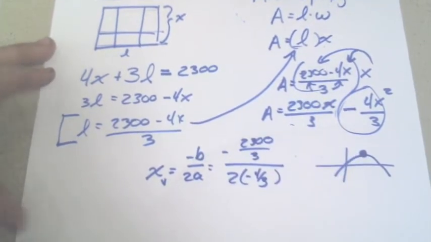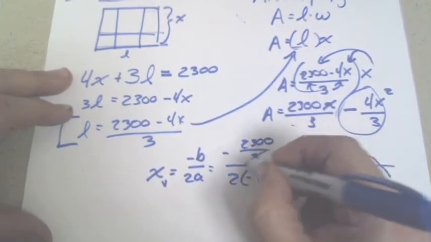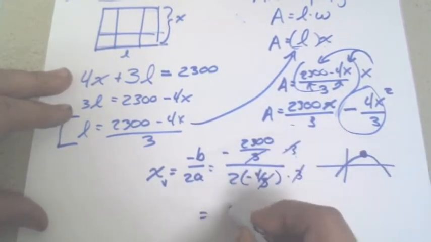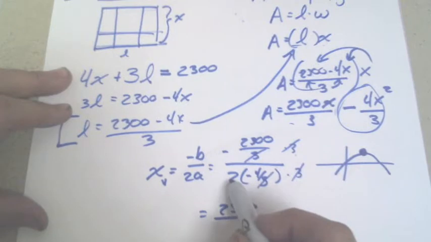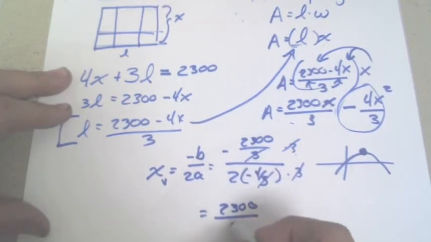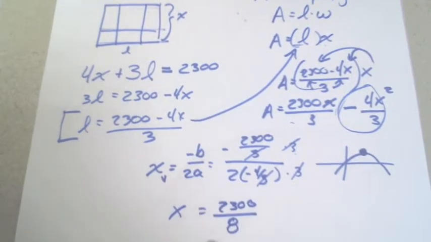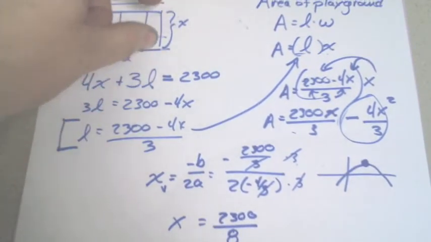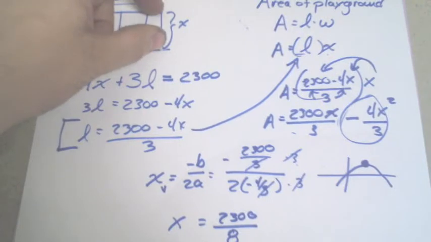You might not like your fractions in there, but multiply by 3 over 3. That kills both of those fractions, and the negatives undo each other naturally. You get 2300 over 2 times negative 4, which, after the negatives go away, is 8. So whatever 2300 divided by 8 is going to be this length, which will represent the width of our playground.